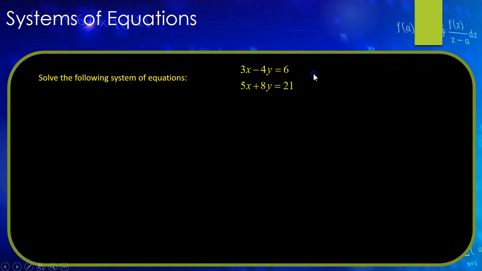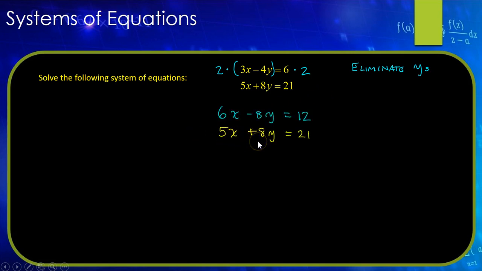So I am just going to multiply the top equation on both sides by 2 to eliminate the y's. And so the top equation becomes 6x minus 8y equals 12. The bottom equation was left untouched.